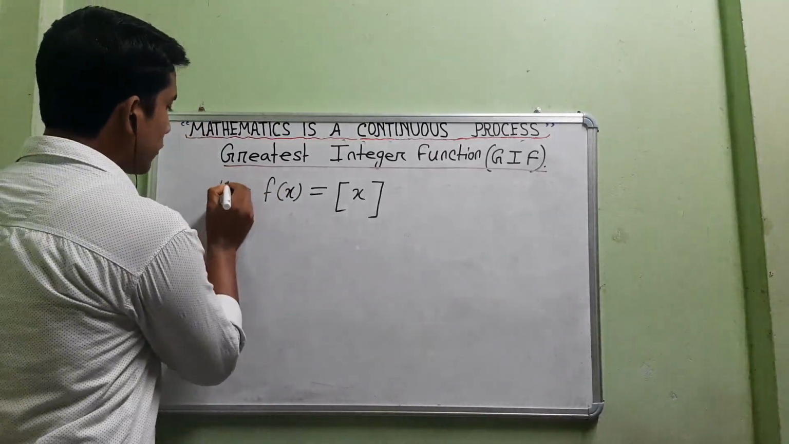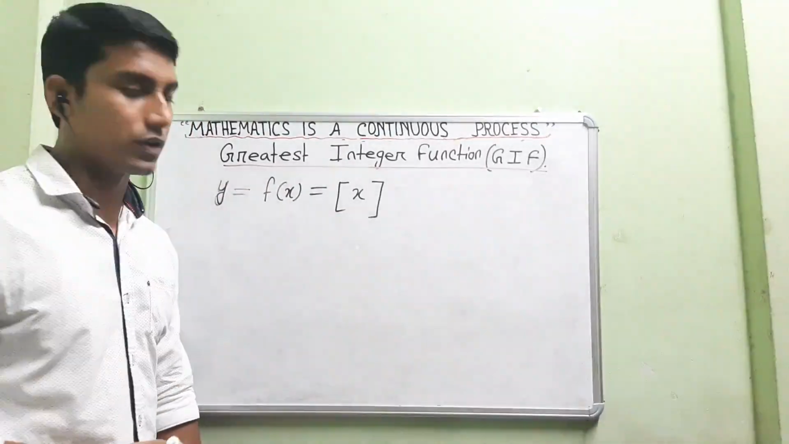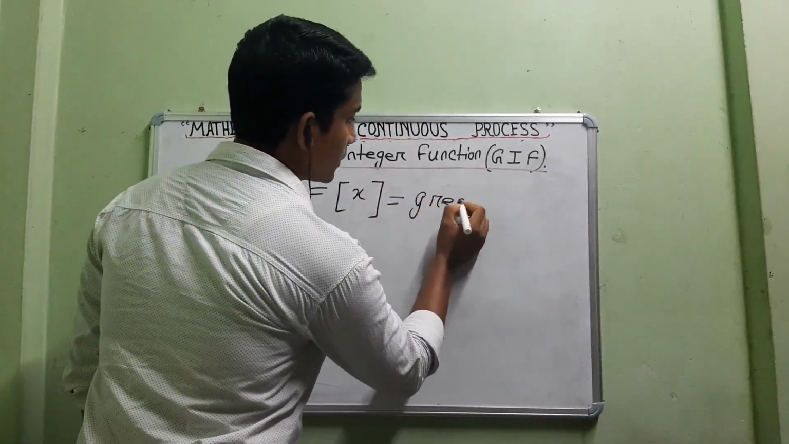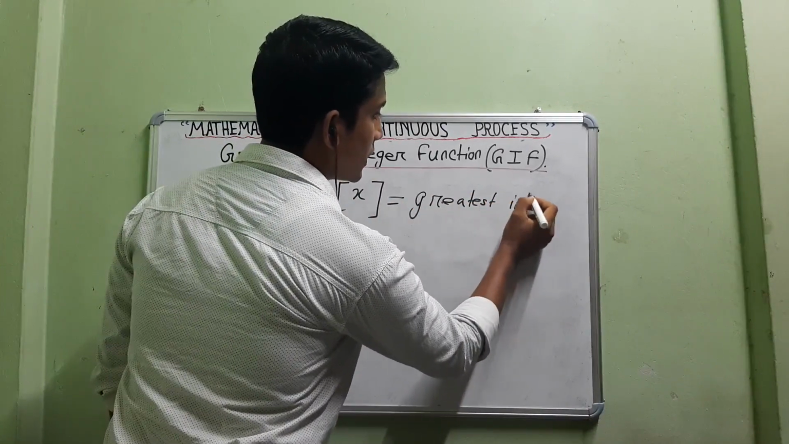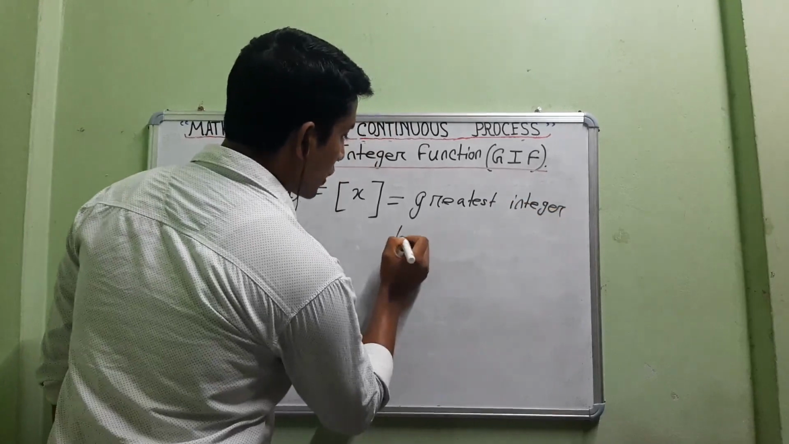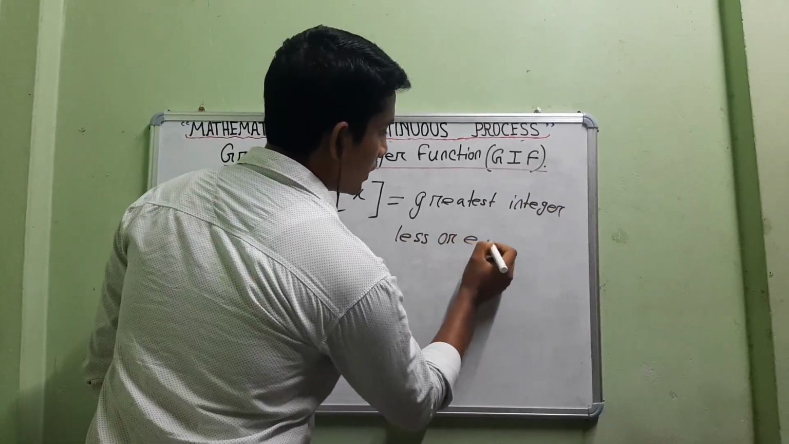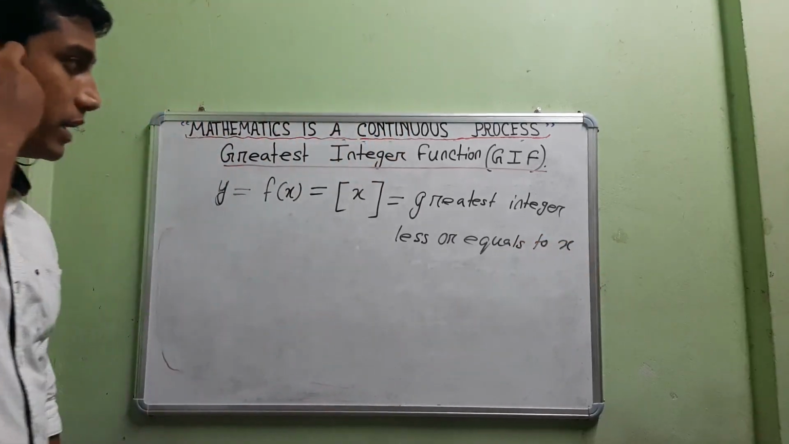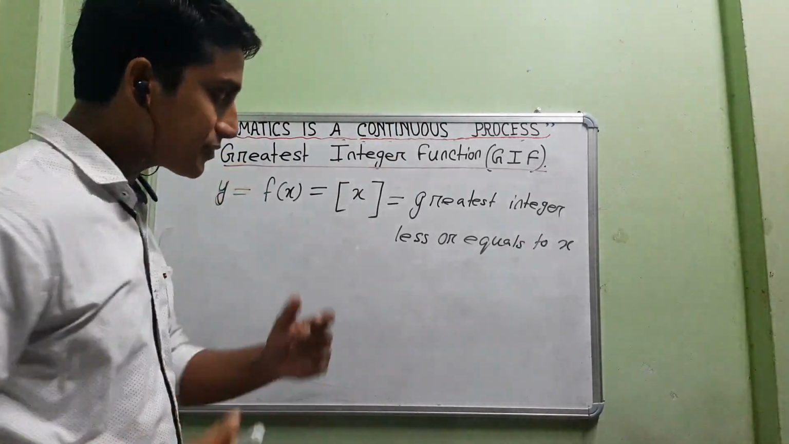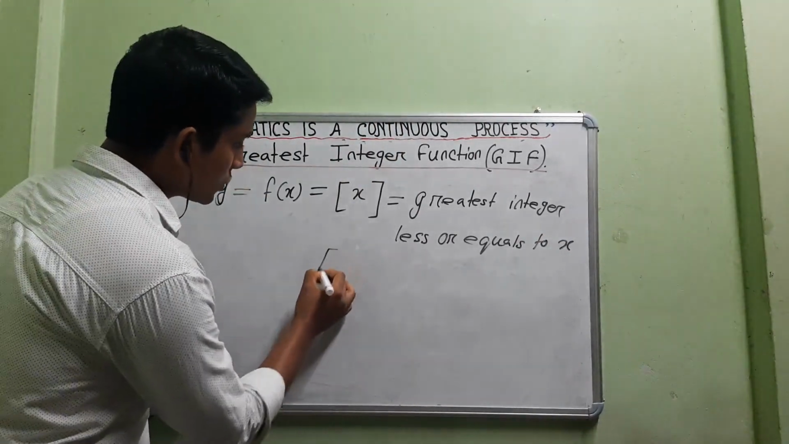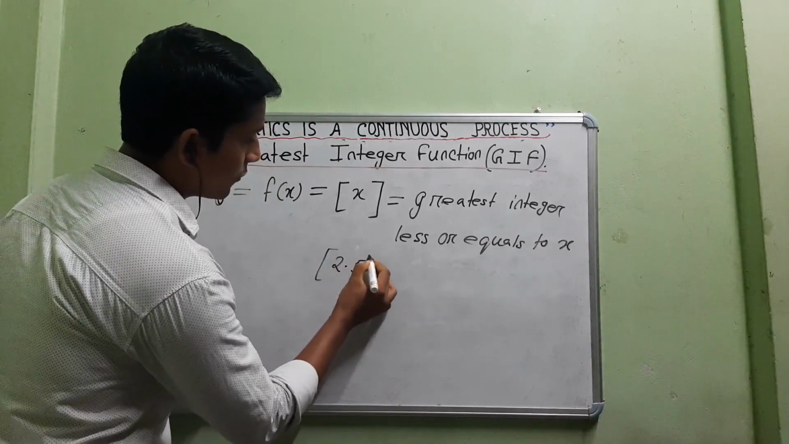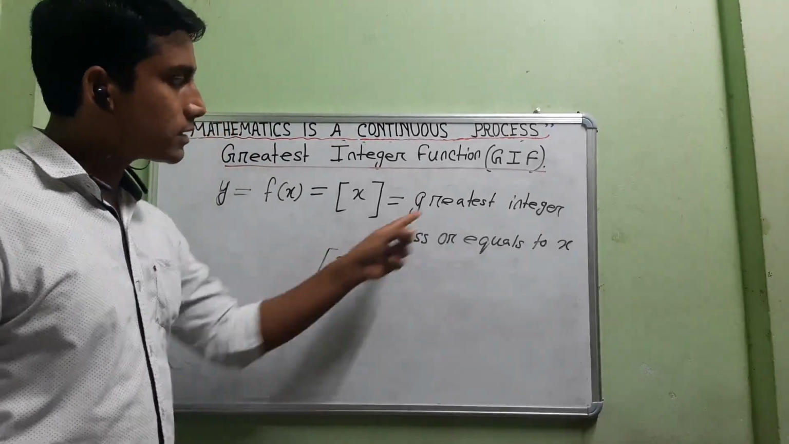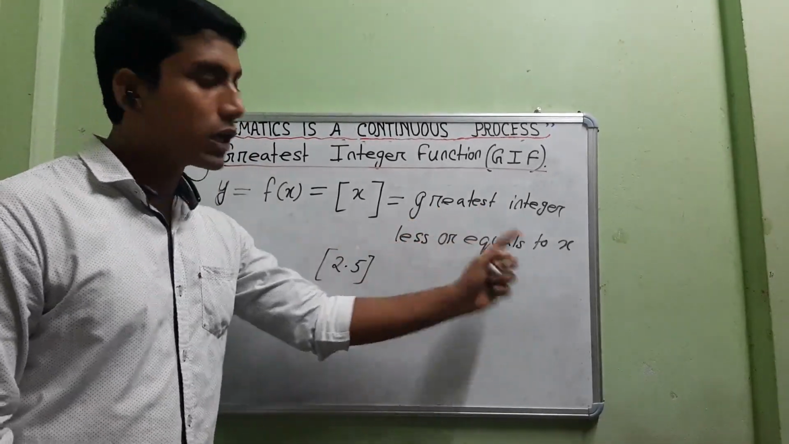Now what is the definition of box x, or the greatest integer function? This is the notation. The definition is: greatest integer less than or equal to x. You see, a very interesting fact. Suppose I give you box of 2.5. Box of 2.5 will be, as the definition goes, the greatest integer less than or equal to x.